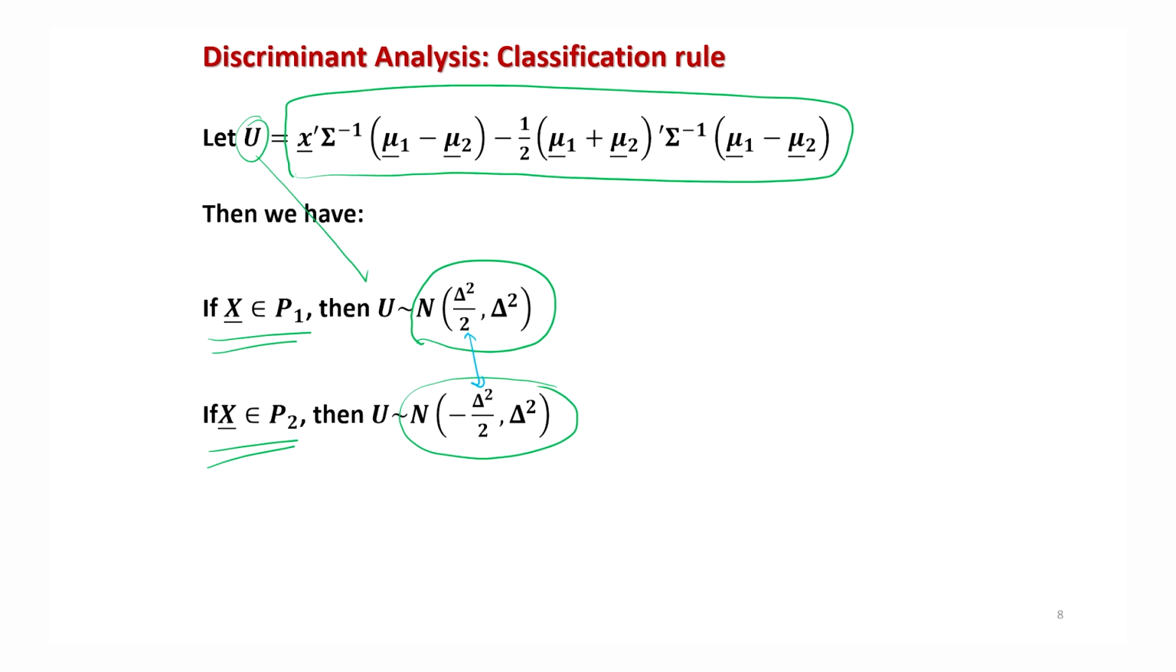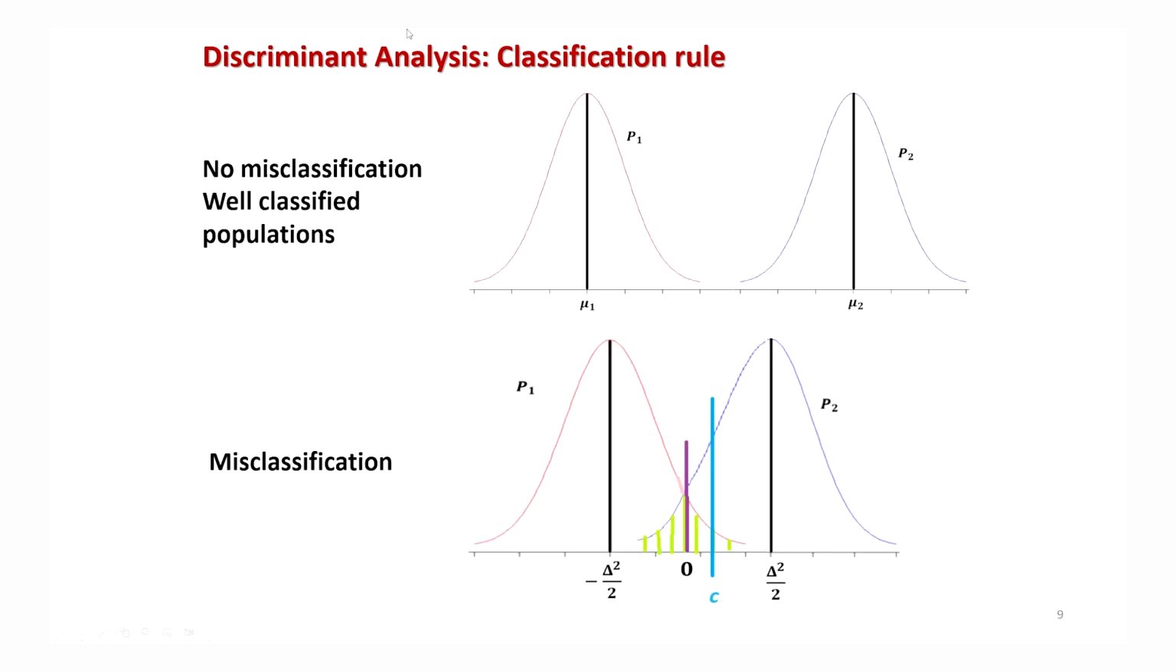One is plus delta square by 2 and another is minus delta square by 2. Now, if you try to understand this through this graphic, it is easier to understand what is happening and what I am trying to say. Suppose I have these two normal populations, P1 and P2, which have means mu1 and mu2. That is a univariate case.